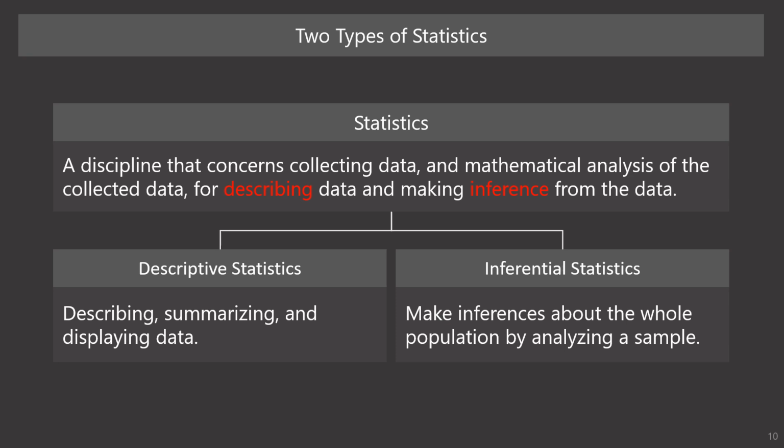Inferential statistics is used to make inferences from the data. In most cases, we cannot obtain data from all the targets. Inferential statistics is used to make inference in such a case. It consists of methods to make inference about the whole population by analyzing a sample. It enables us to draw some conclusions from sample data without seeing the entire population.